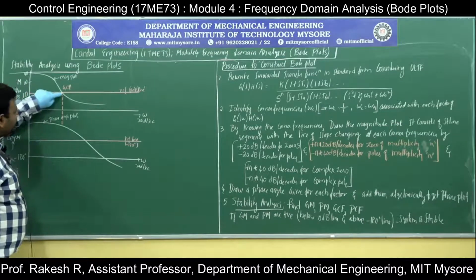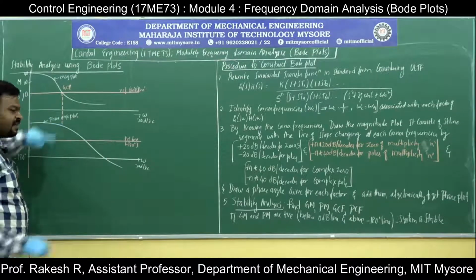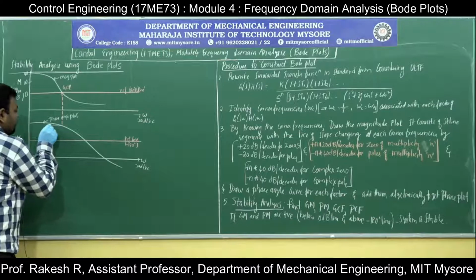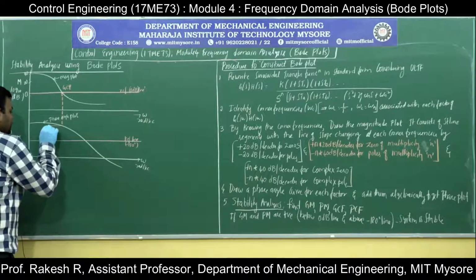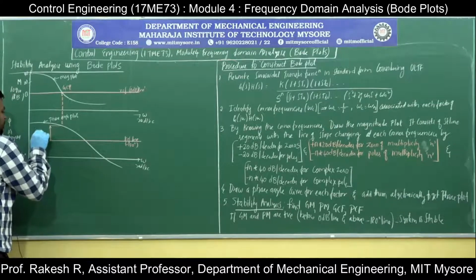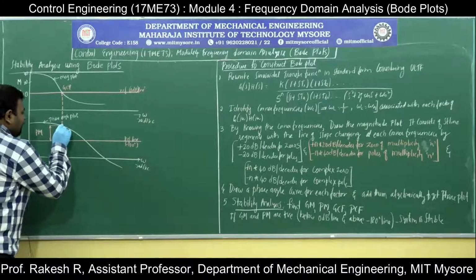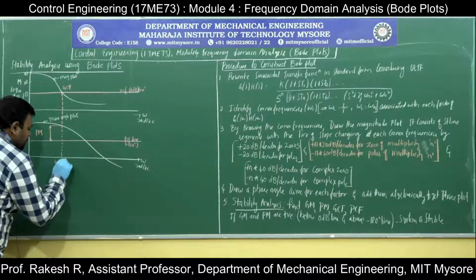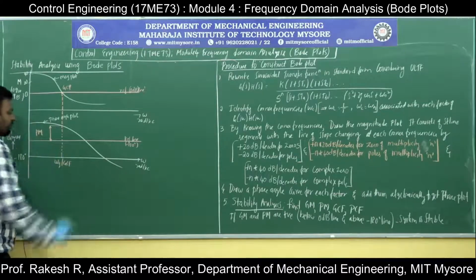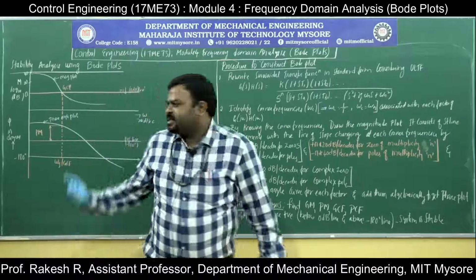After that, you project the gain crossover point to the phase angle plot, where the phase angle plot touches this projection line. The distance from that point to the minus 180 degree line is nothing but the phase margin. And if you still project the line, you will get the gain crossover frequency. This is how to get the phase margin.